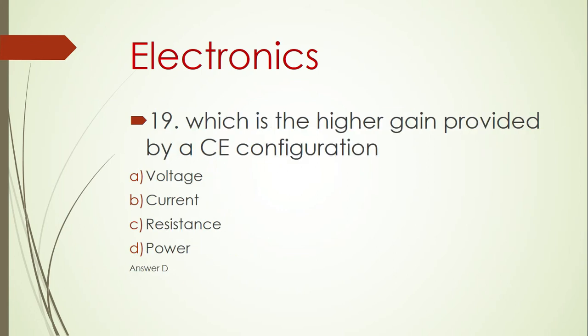MCQ number 19. Which is the higher gain provided by a CE configuration? Voltage, current, resistance, power. Option D, power, is the correct answer.